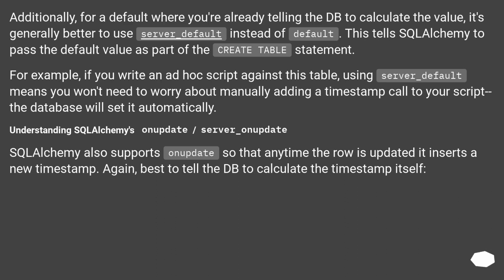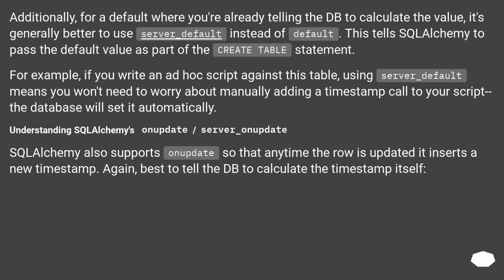Additionally, for a default where you're already telling the DB to calculate the value, it's generally better to use server_default instead of default. This tells SQLAlchemy to pass the default value as part of the create table statement. For example, if you write an ad hoc script against this table, using server_default means you won't need to worry about manually adding a timestamp call to your script. The database will set it automatically.